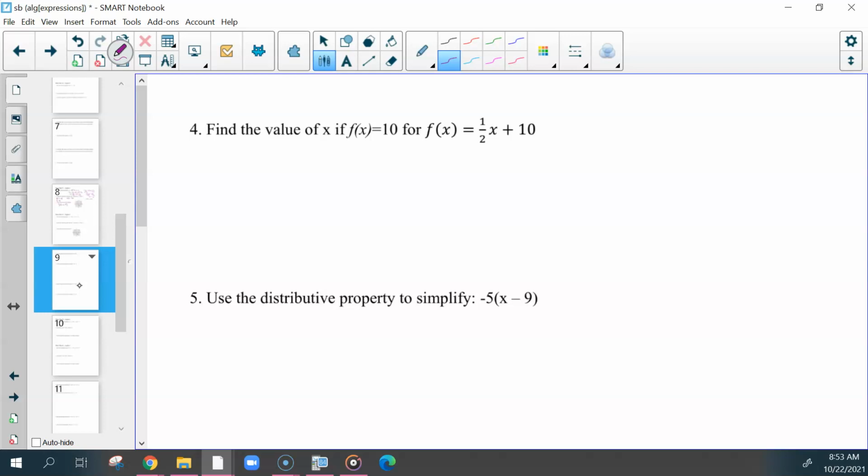Number 4, we needed to find the value if f of x equals 10, and they give us an equation. Is this y or is this x? It's y. We have to find the value of x. So we're going to put 10 in for y and solve for x. Or you could have used your calculator and that was fine.